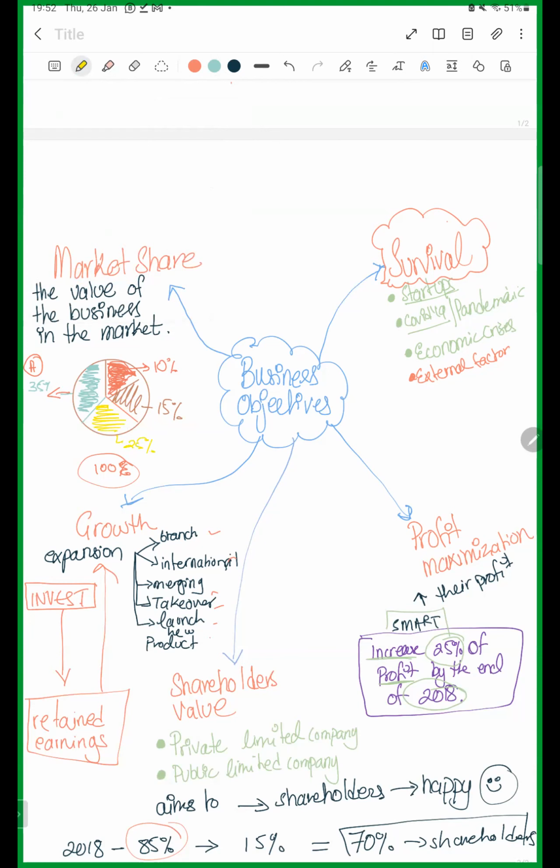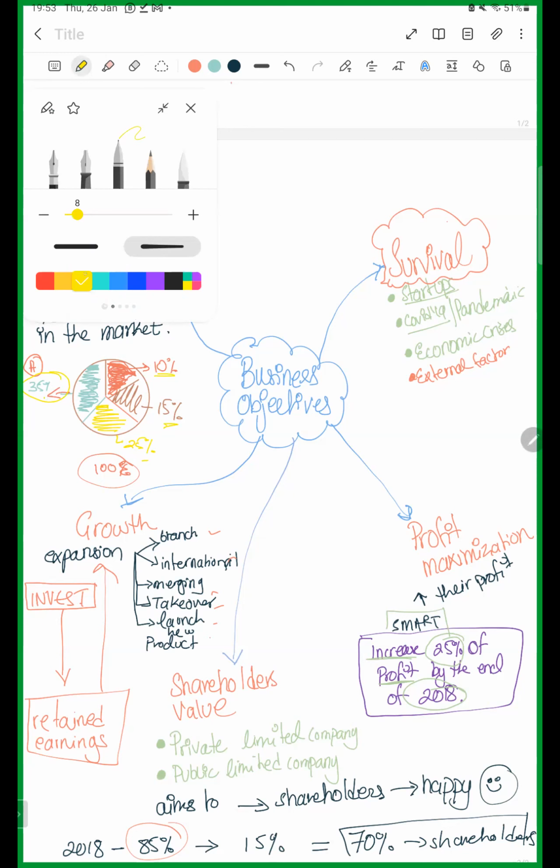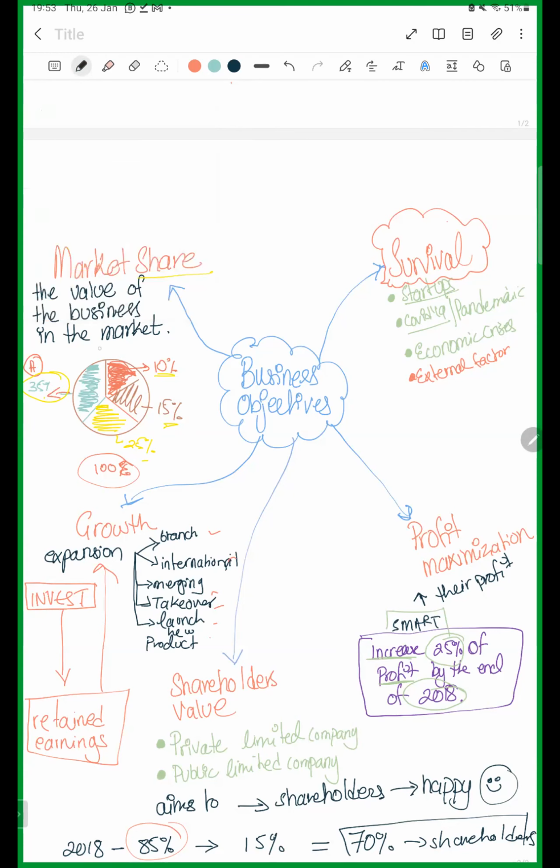Who has most of the customers? A, right? Emily, do you agree? Yes. So business A over here is the market leader. Whoever has more customers is the market leader. So market share is basically how much of the market you own. Now business objectives could be to be the market leader and to maximize market share.